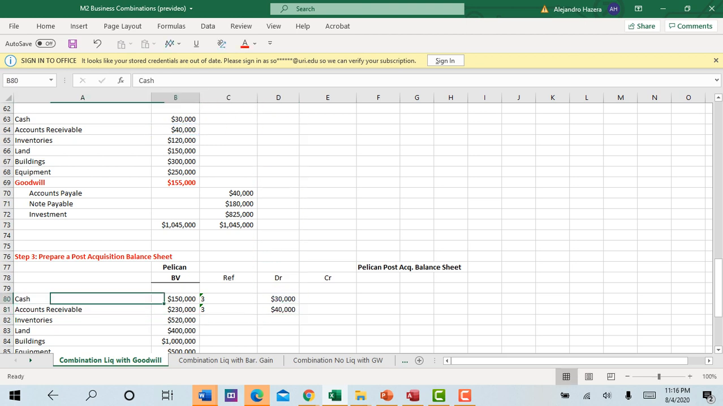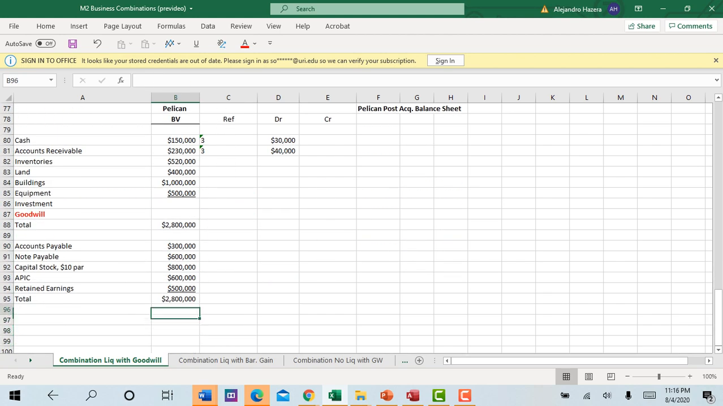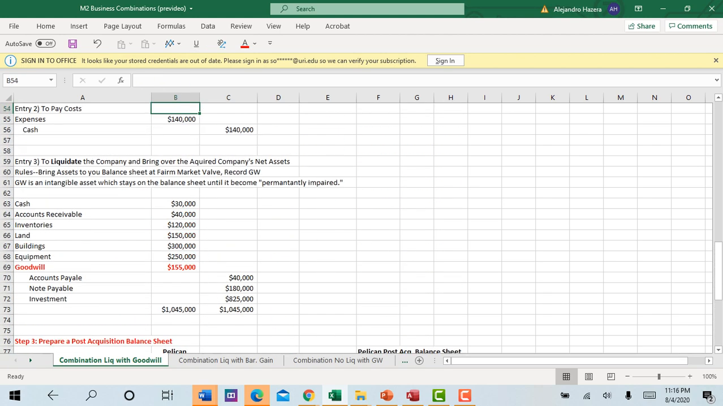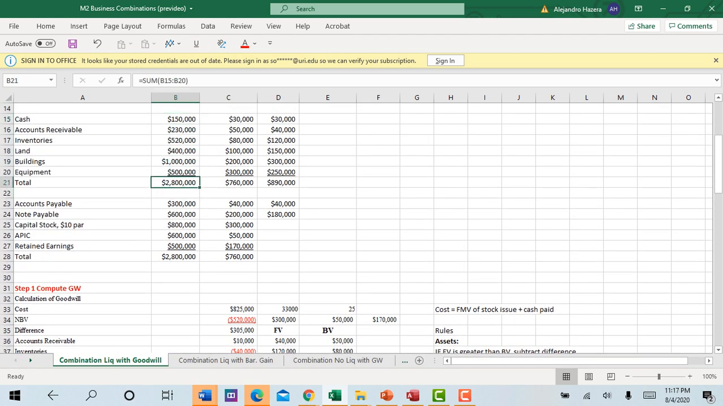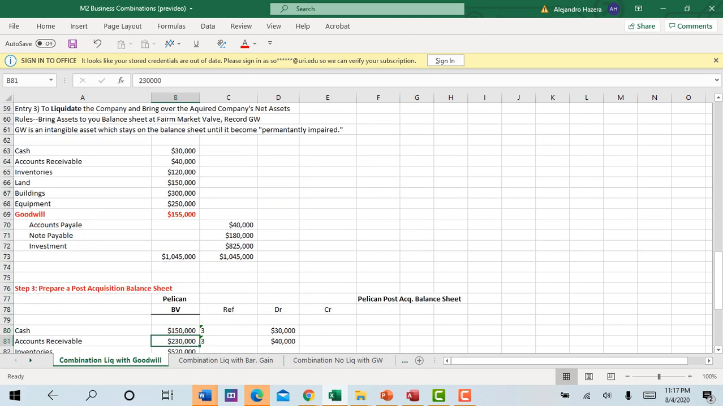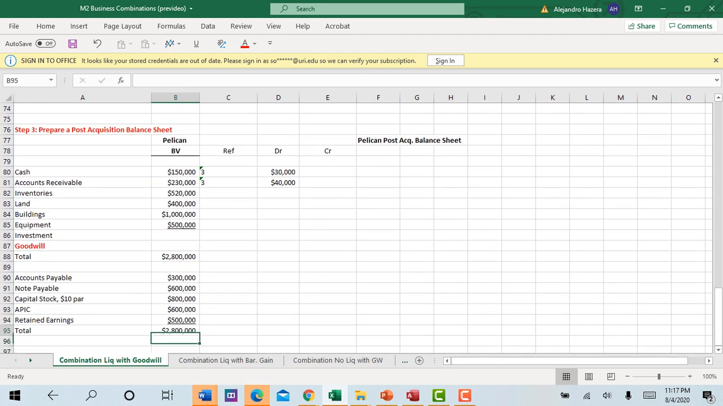By the way, you may ask where I'm getting the parent's book value balance sheet from. It's just the balance sheet I had up here. These are the same balance sheets, 2.8 million and 2.8 million. I just copied it down because what the parent is doing is taking its own balance sheet, buying another company, and then merging the two, and then throwing the stock away.